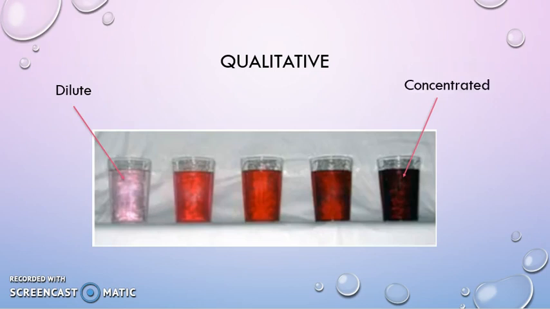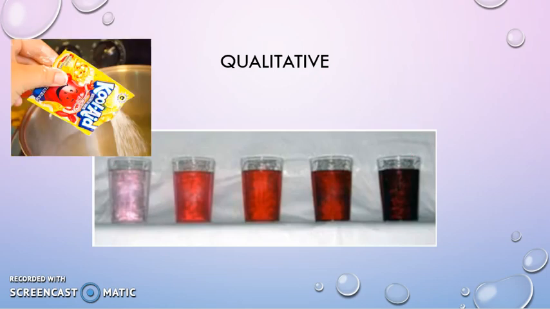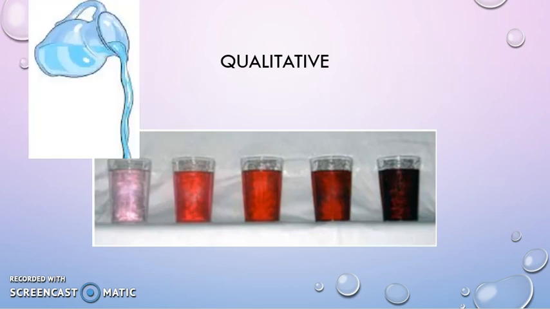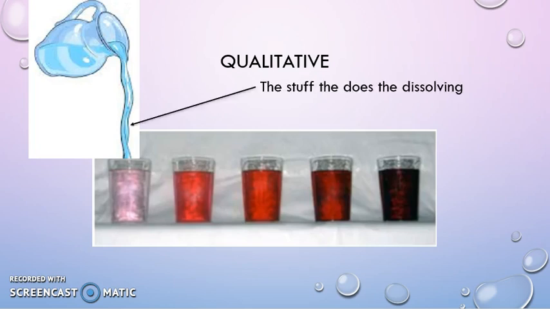A couple other words that you're going to need to be familiar with, such as what do we actually call scientifically the stuff that we pour in that creates this lovely gradient? The Kool-Aid itself is the stuff that's being dissolved. We call the stuff that's being dissolved the solute. And then the water that we use to make our Kool-Aid, it's the stuff that's actually doing the dissolving. We call the solvent.